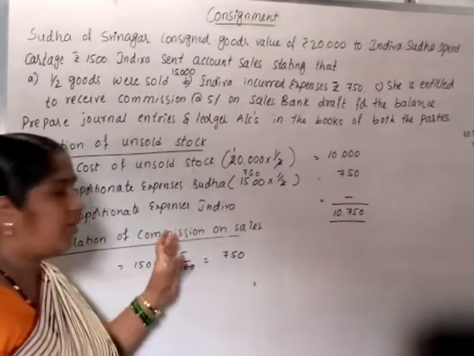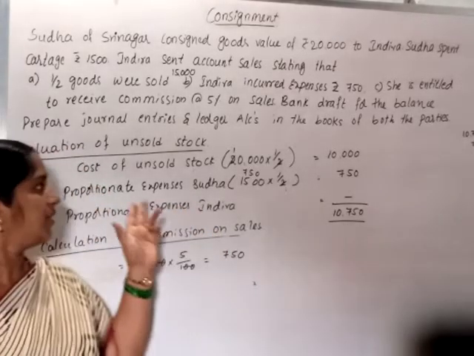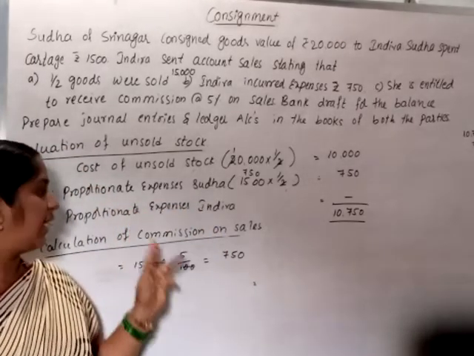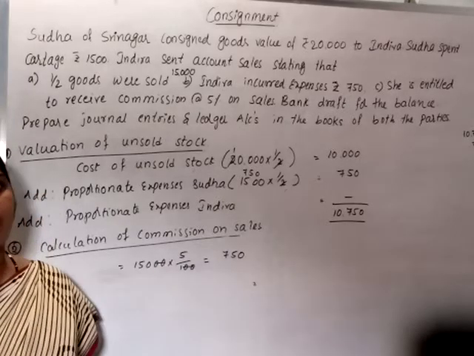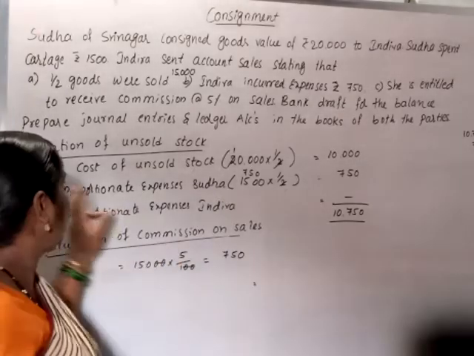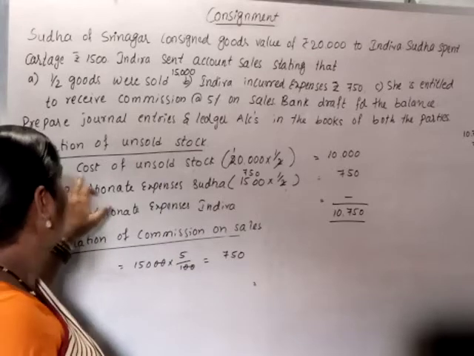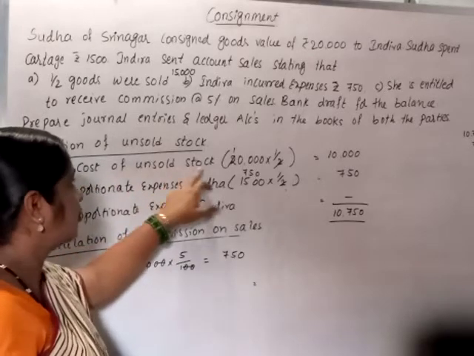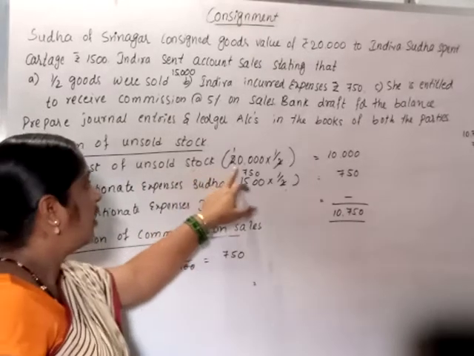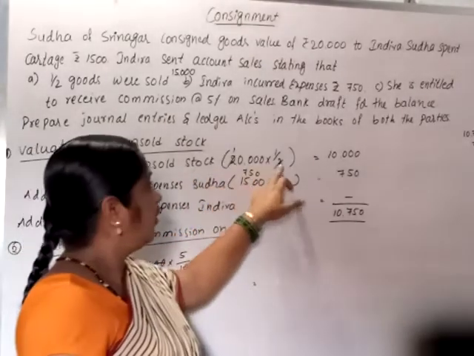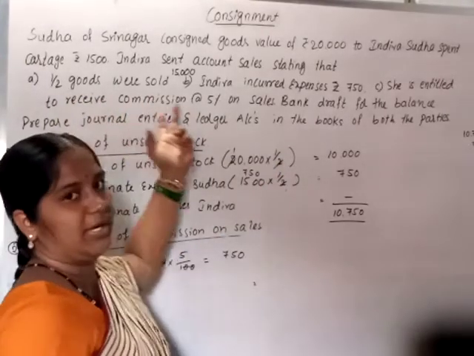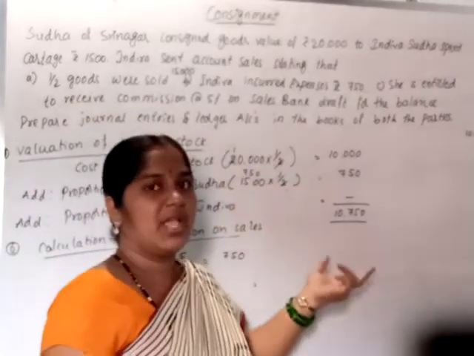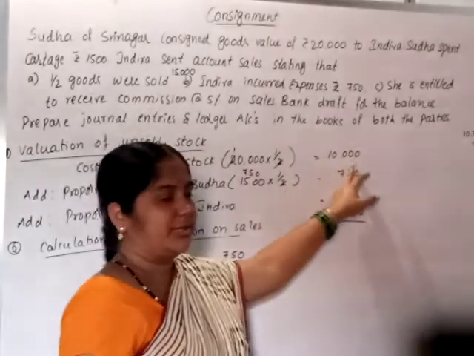Now we calculated the unsold stock value, and we calculated the commission. Now come to the problem. Once again, I will explain the unsold stock value. First, the cost of unsold stock. Goods sent on consignment value into the unsold stock proportion. Unsold stock is nothing but 1 by 2 only. 1 by 2 sold means leftover is 1 by 2. So you will get 10,000 rupees.